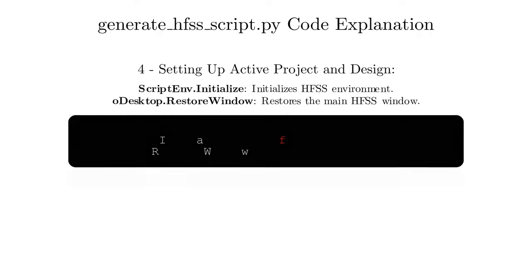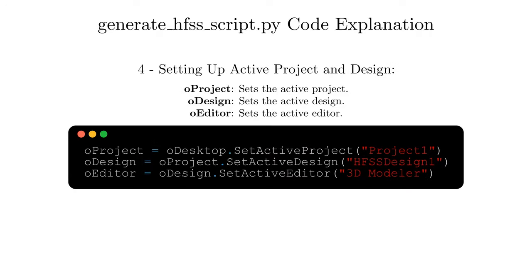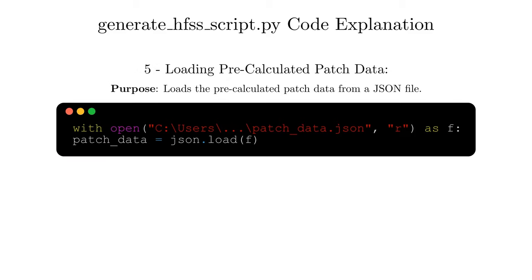Step 4. Setting up active project and design. oProject sets the active project in HFSS to Project1. Make sure the name matches your actual project in HFSS. oDesign sets the active design to HFSSDesign1. Again, ensure that this name matches the design within your HFSS project. oEditor sets the active editor to 3D Modeler, which is responsible for 3D modeling operations like creating and modifying 3D objects.